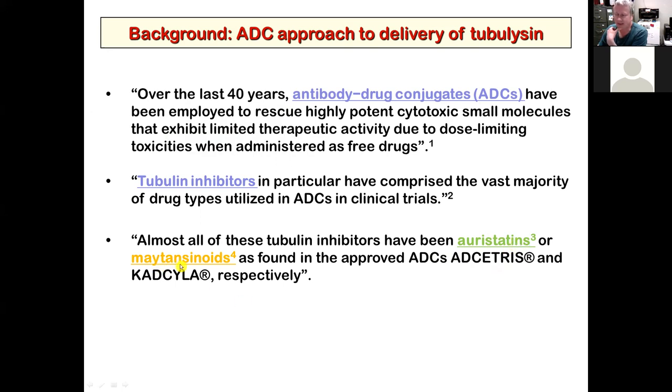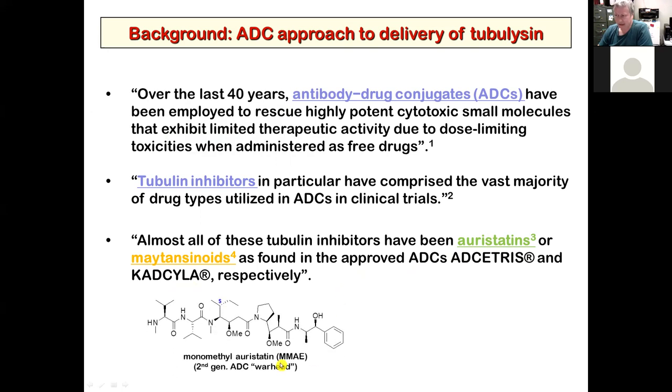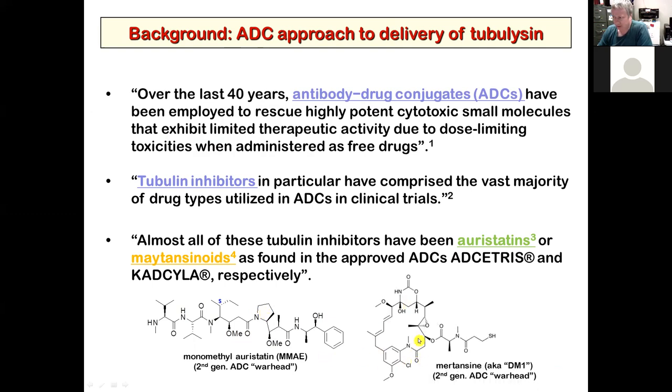Or maytansinoids, as you know, found in the approved drugs Adcetris and Kadcyla. Kadcyla? I don't know the pronunciation. Okay, so yeah, MMAE is monomethyl auristatin. That's one of the ones commonly used in a bunch of antibody drug conjugates. Okay, and then there's this one. That's kind of a different style, but they both target tubulin.